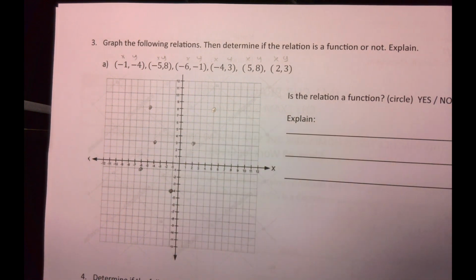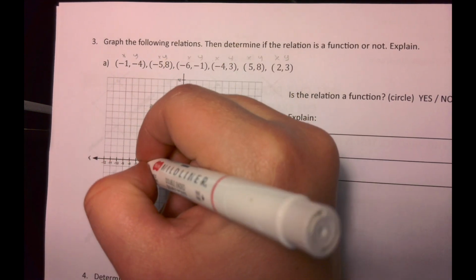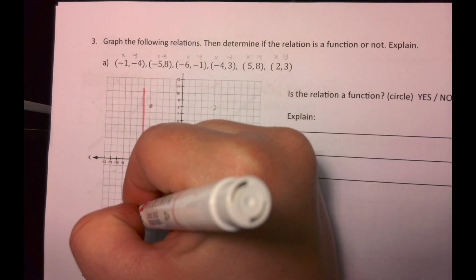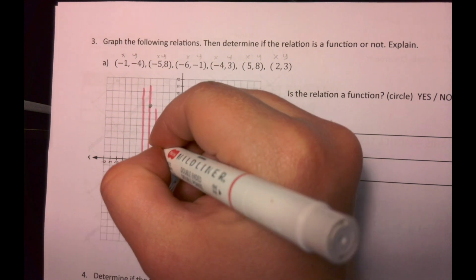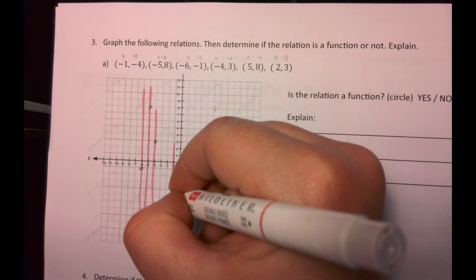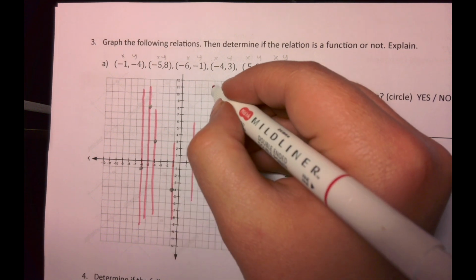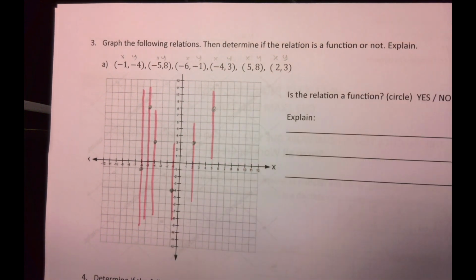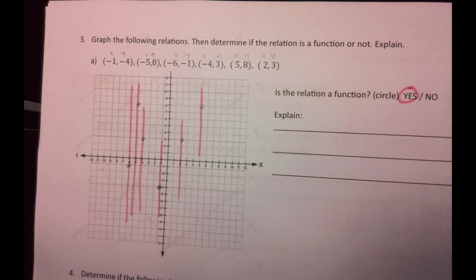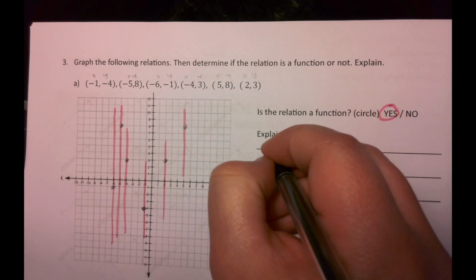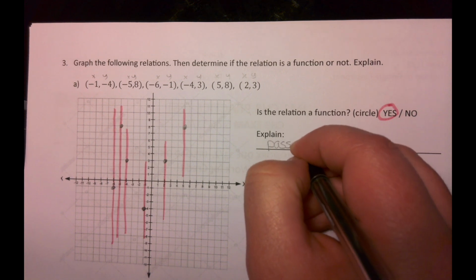Okay, is the relation a function? Yes or no? So let's do that vertical line test one more time. If I'm drawing a vertical line here, it intersects once, this line intersects once, this one once, this one once, this one once. Because each time I drew a vertical line, there was intersection only one time, that means yes, it is a function. How do we know? It passes the vertical line test.